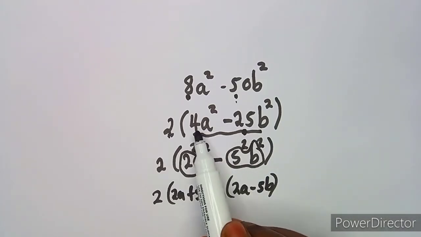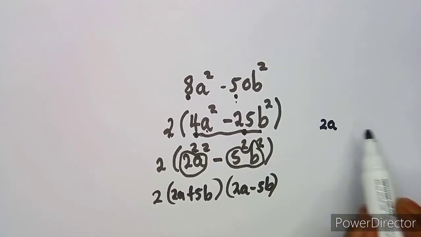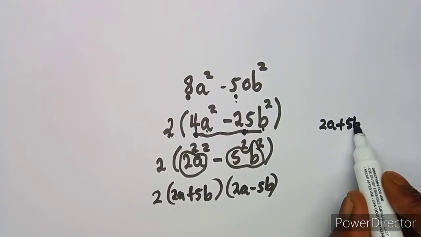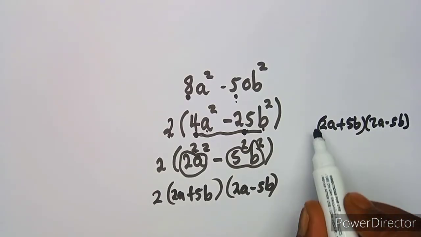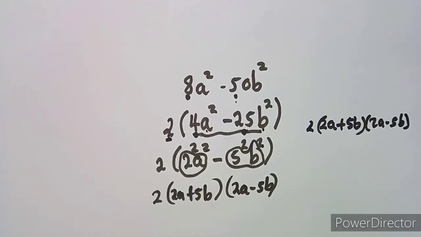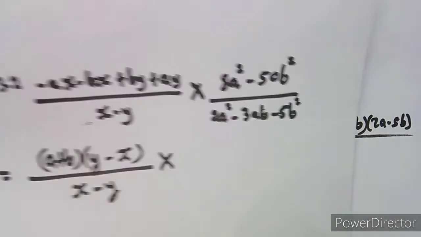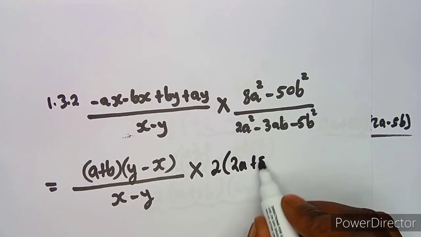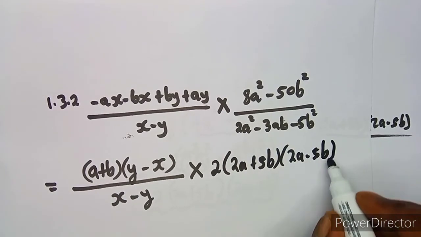Or you can find the square root. Square root of 4 is 2, square root of a squared is a, plus square root of 25 is 5, square root of b squared is b, just like that. One adds, another one subtracts, but remember there was a 2 outside of the bracket. So that's how you do your difference of 2 squares. So this is what you're obtaining from these two: 2 into 2a plus 5b into 2a minus 5b, like that, guys.